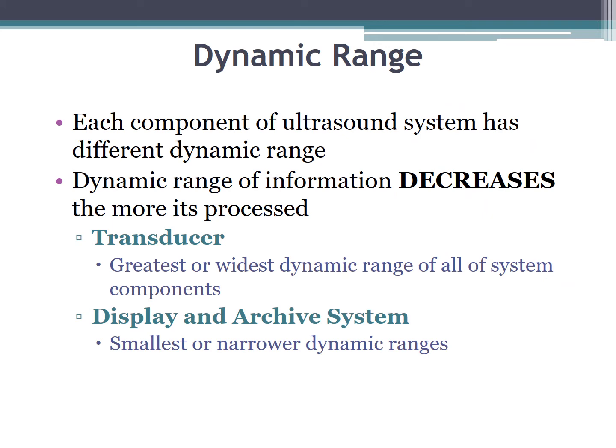So each component of the ultrasound system has a different dynamic range. Dynamic range of information decreases the more that it is processed. So as I had mentioned earlier, the transducer has the greatest or the widest dynamic range of all system components. That means it's very sensitive to weak echoes and very sensitive to strong echoes. As we move through the ultrasound system, that sound goes into the receiver, which is going to have a lower or decreased dynamic range, and then off to the memory, which is going to even have a further decreased dynamic range, getting into the display and PAC system, which are even going to decrease more. So we find that the display and the archive system does have the smallest or narrowest dynamic range.